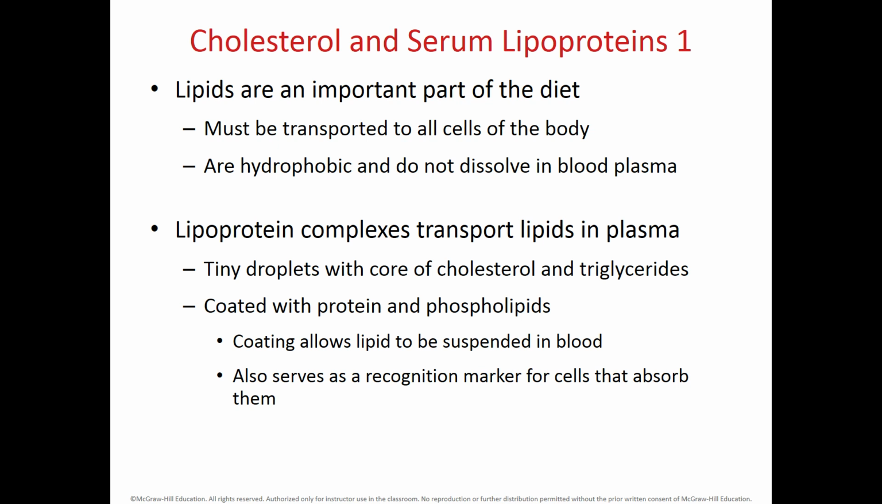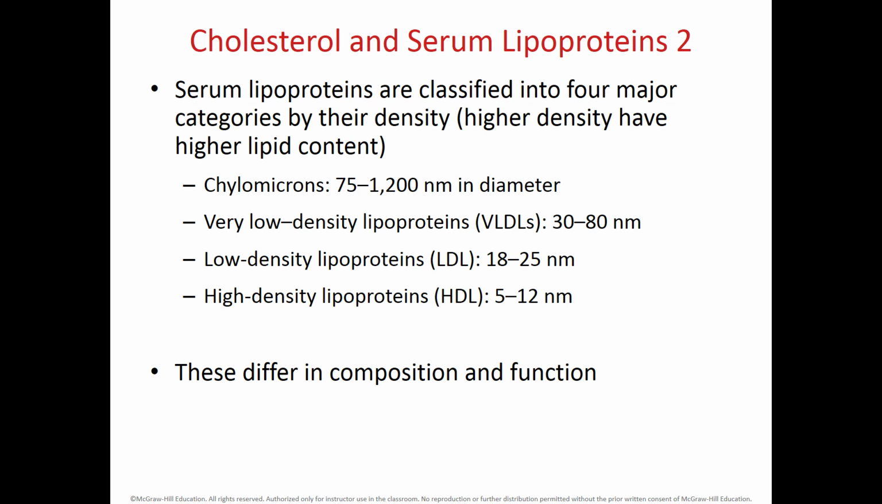So, for transport of lipids. The lipids must be transported to all the cells of our body, and they are hydrophobic. So, they need to be transported with these lipoproteins. These lipoproteins form complexes with the lipids, and they will be circulating throughout the body. So the serum lipoproteins are classified according to their density into chylomicrons, very low density lipoproteins, low density lipoproteins, and high density lipoproteins.